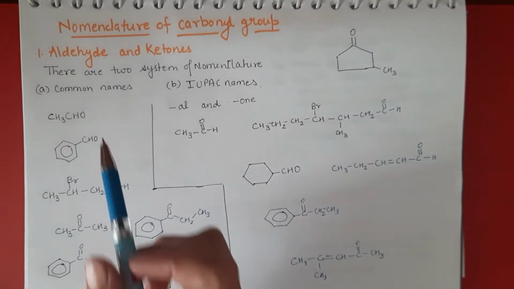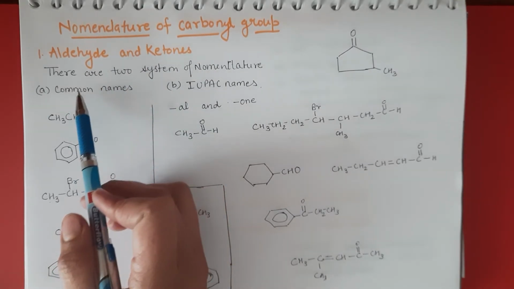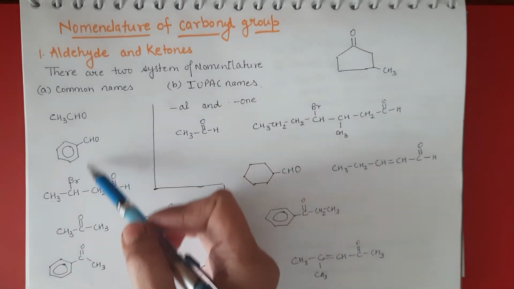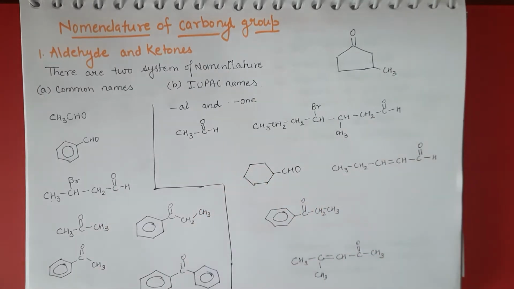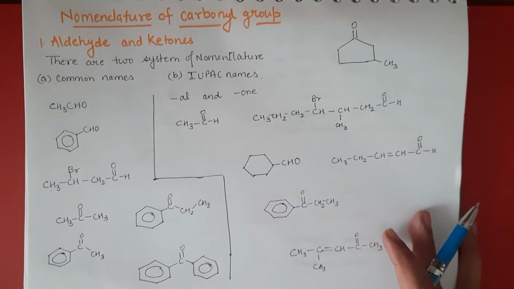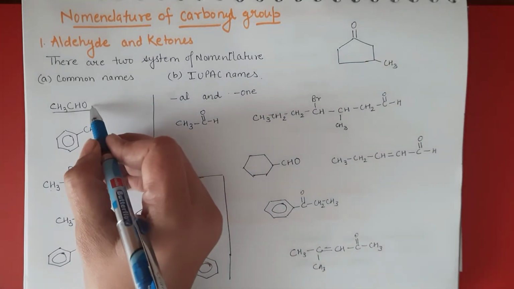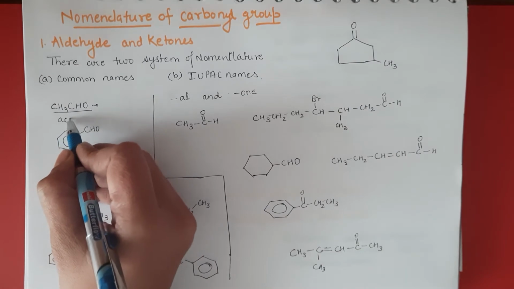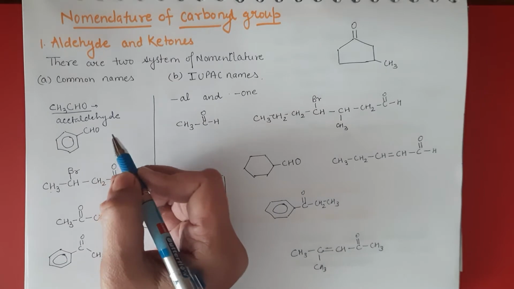So here you can see, as we are discussing aldehydes and ketones, there are two systems of nomenclature, common names and IUPAC names. Here some compounds are given, for which we can generally use common names for aldehydes and ketones rather than IUPAC nomenclature. But we are going to name all the compounds. So this is CH3CHO. Commonly we call it what? Acetaldehyde. You have to learn these names also.